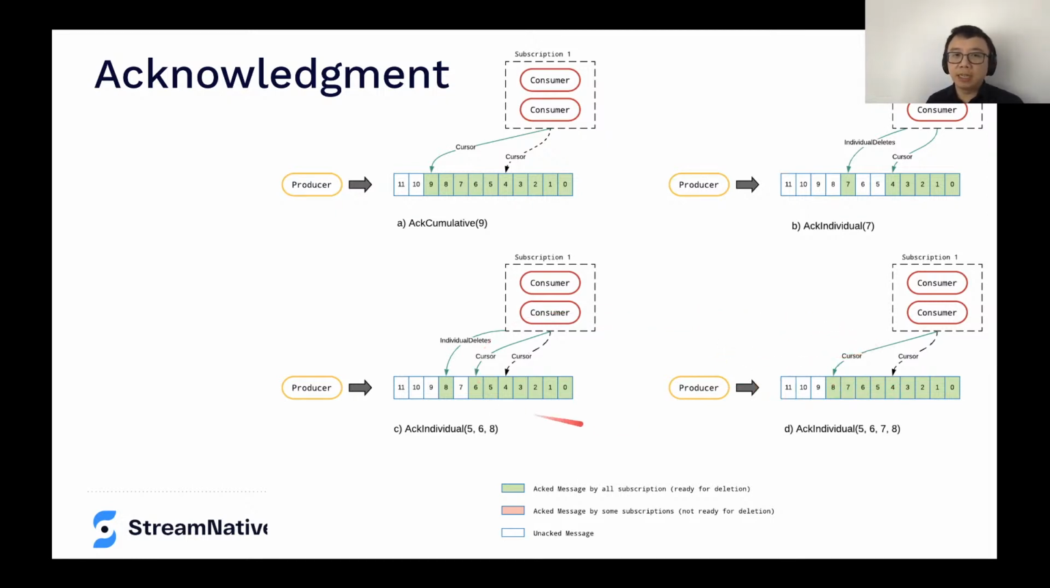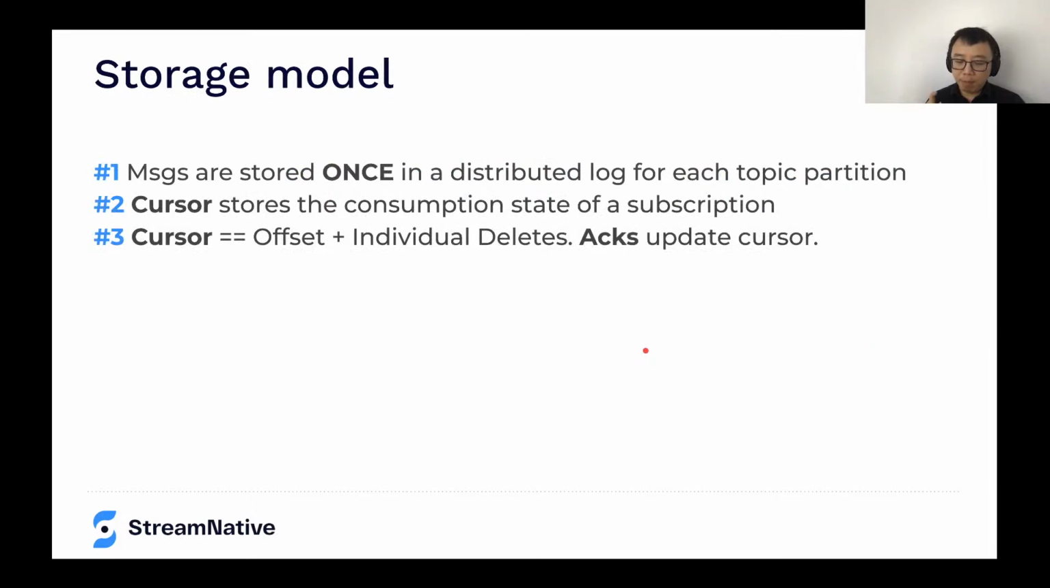So this is the idea of using a smarter cursor to record both the offset as well as individual deletes, that makes Pulsar able to support both cumulative and individual acknowledgement. So this is the acknowledgement part, and that means, in short, in Pulsar's storage model, the cursor equals the offset plus a set of individual deletes.